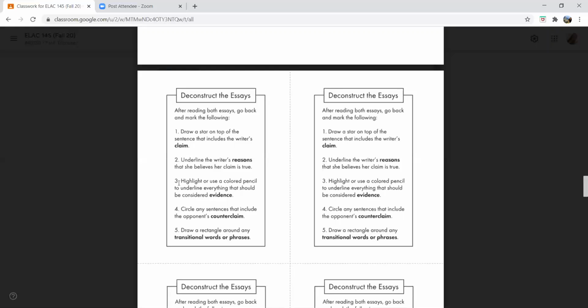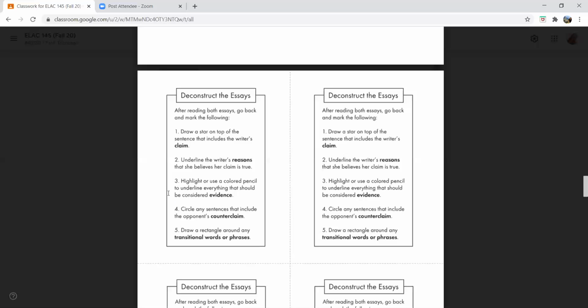And then we're going to use a highlighter or maybe a colored pencil to underline everything that should be considered evidence. If you're doing this on your cell phone, of course, there's lots of ways to annotate on a cell phone or an iPad using different apps where you can write on it, no problem. We have to make a lot of adjustments and accommodations due to COVID-19. That's no problem. As long as you're watching this and noticing the parts of an essay so you could write your own, I'll be flexible with you.